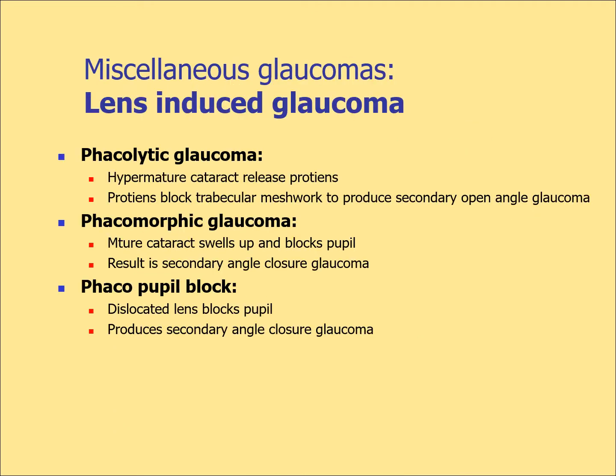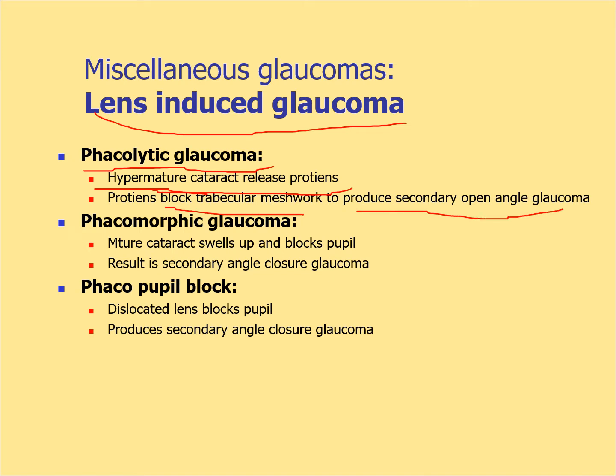Then in the miscellaneous glaucomas are the lens-induced glaucomas. Lens-induced glaucoma can occur in different ways. The phacolytic glaucoma is because of the lens, which is hypermature. So hypermature cataract releases proteins, and these proteins block the trabecular meshwork and produce a secondary open-angle glaucoma.